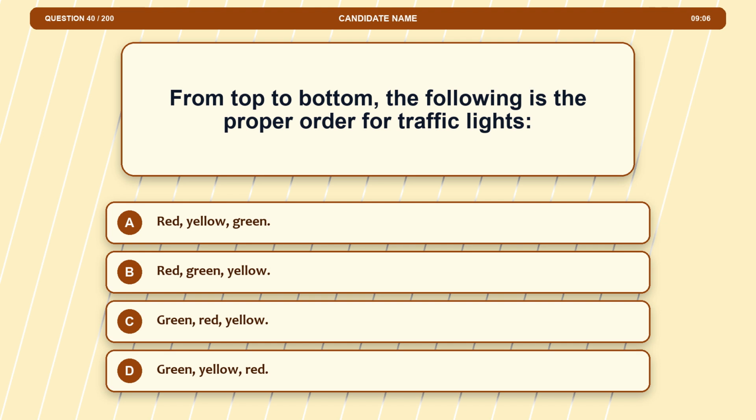Question 40. From top to bottom, the following is the proper order for traffic lights. Option A, red, yellow, green. Option B, red, green, yellow. Option C, green, red, yellow. Option D, green, yellow, red.